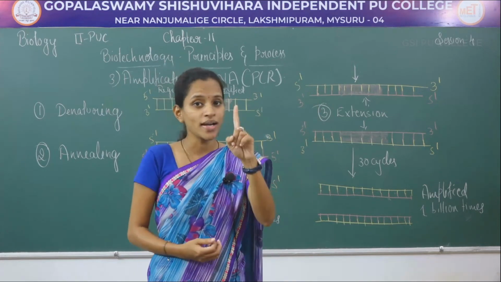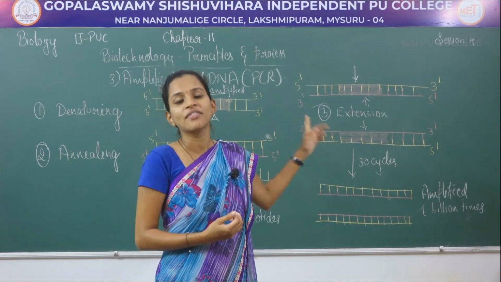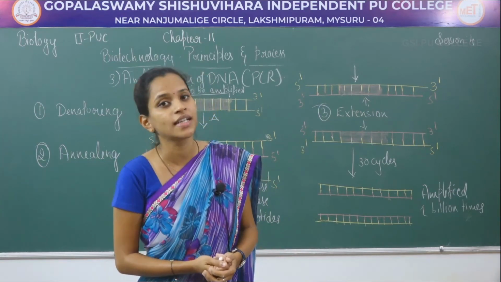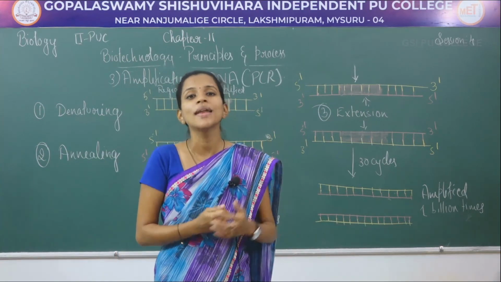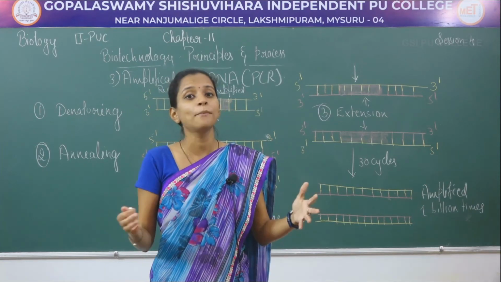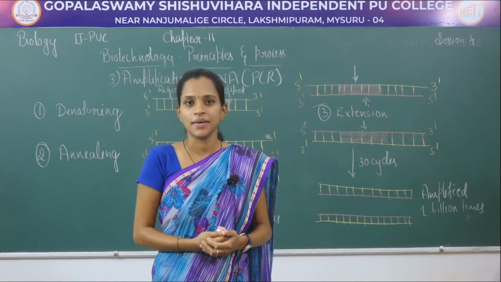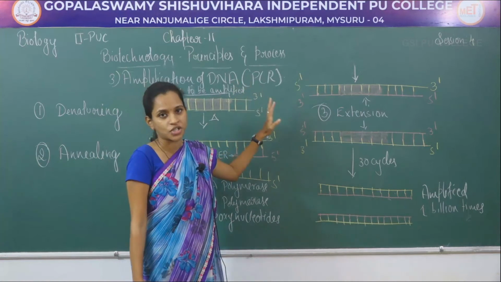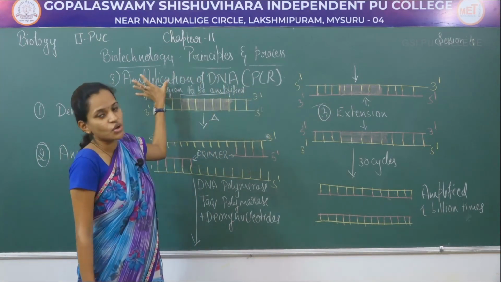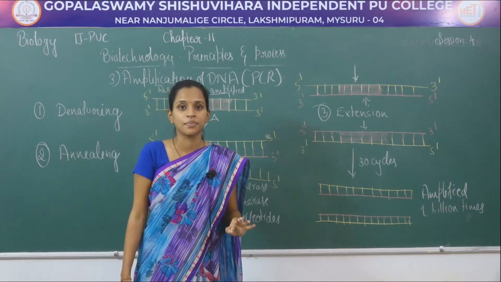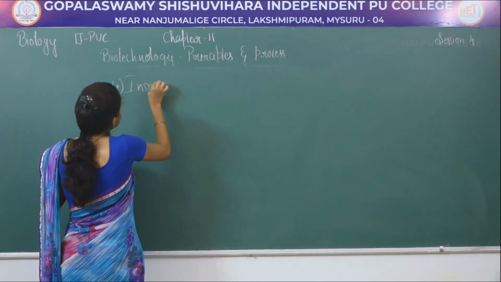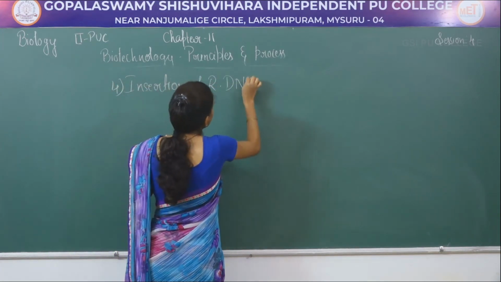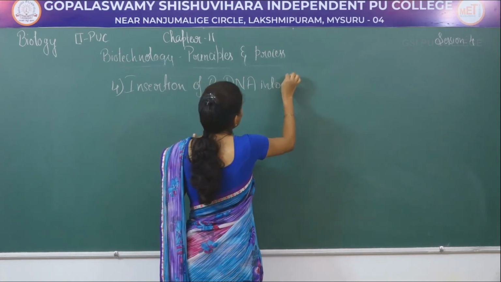Now, we have taken one double stranded DNA. After the extension process, we have 2 DNAs. If the cycle is repeated for 30 times, then we can obtain almost about 1 billion DNAs which have been amplified from a single double stranded DNA. This is the process which is called the PCR technique, or polymerase chain reaction, where the amplification of DNA is done. That is the third step. Next, the fourth step is insertion of recombinant DNA into host.